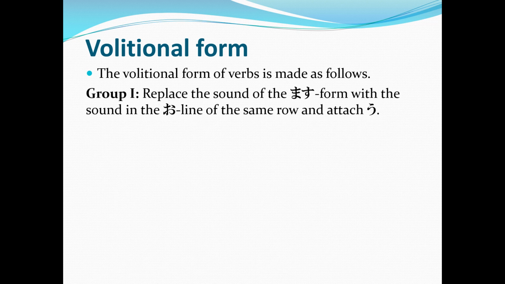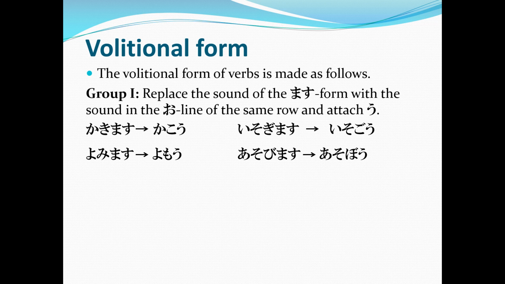With group 1, you replace the sound of the masu form with the sound in the O line of the same row and attach U. Example, kakimasu, to write, transforms into kako. This happened by replacing the sound of the masu form with the sound in the O line of the same row and attaching U.